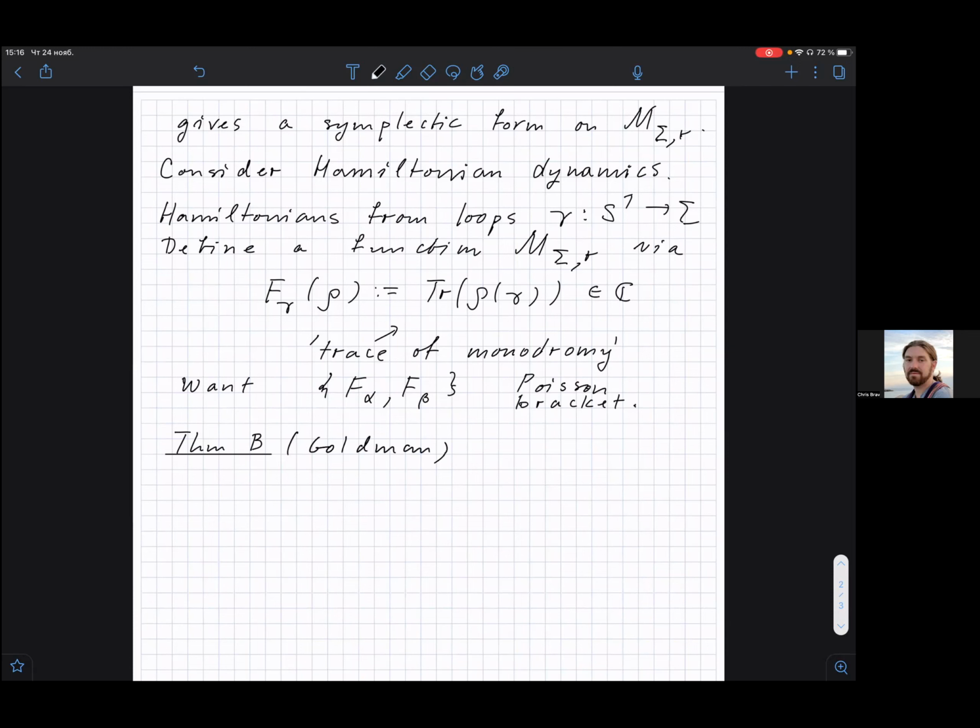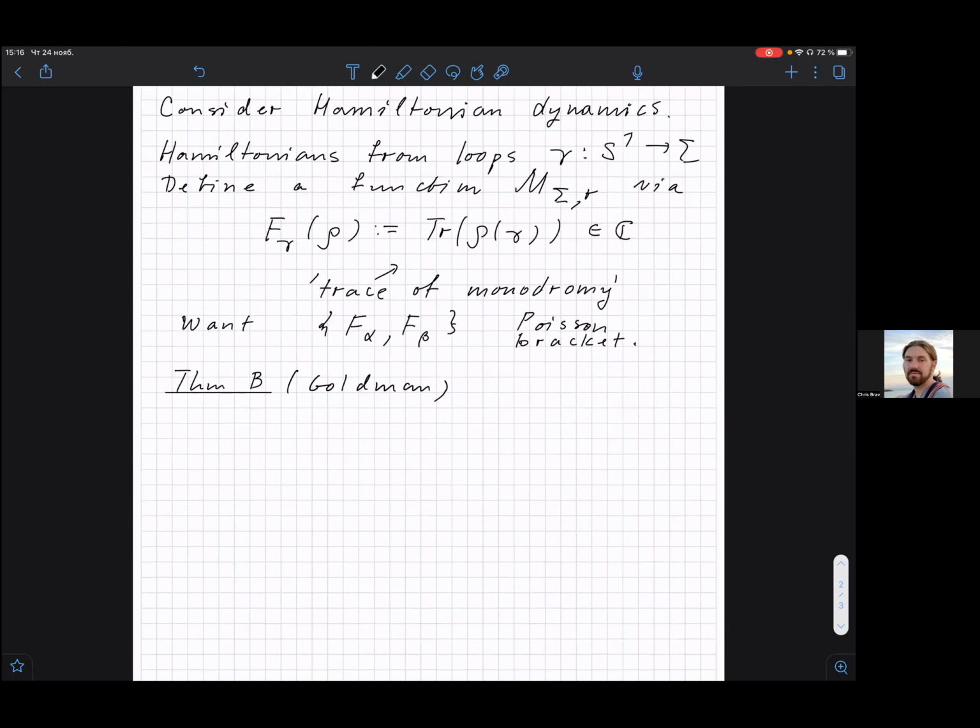So the first observation, this is again Goldman, is that homotopy classes of free loops, so these are going to be formal linear combinations. These are linear combinations.